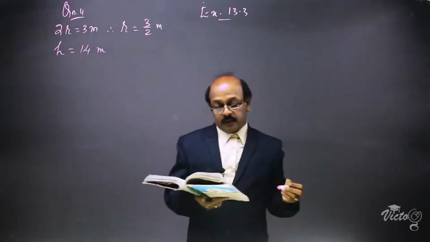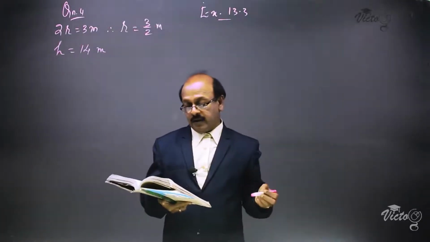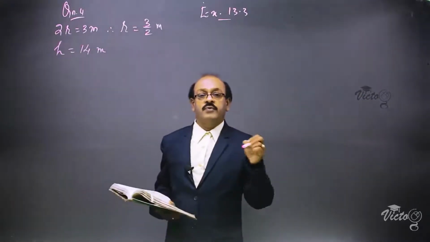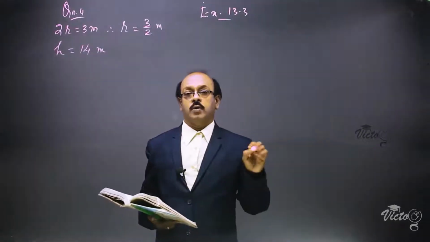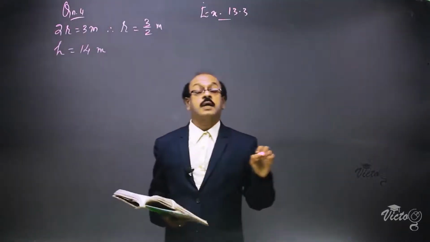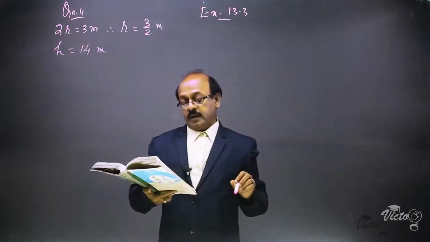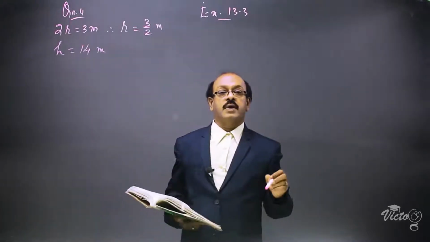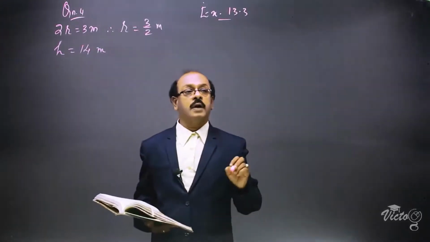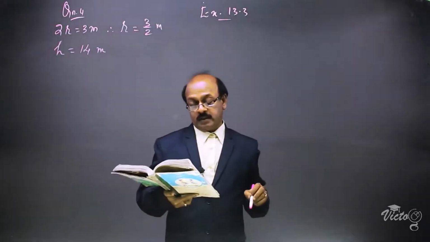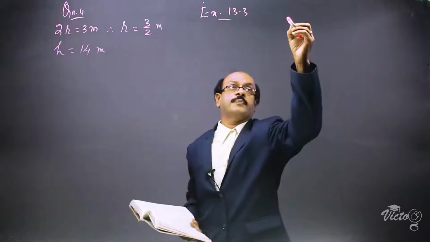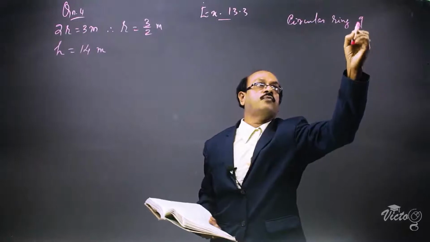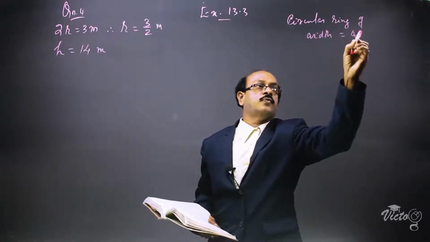And the earth taken out of it has been spread evenly all around it in the shape of a circular ring. That is the difference. In the previous one, the platform was in the shape of a cuboid, and here it is in the shape of a circular ring of width 4 meter to form an embankment. Find the height of the embankment. Here, the width of the embankment is given as 4 meter, and we have to find out the height of the embankment.